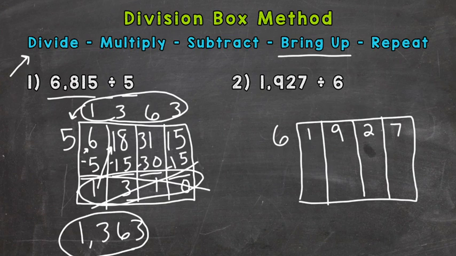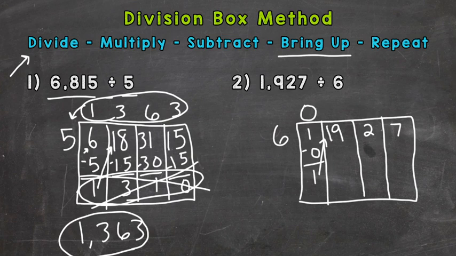Divide. So we need to do 1 divided by 6. How many whole groups of 6 can we pull out of 1? Well, we can't do that, so we need a 0 here. 0 times 6 is 0. 1 minus 0 is 1. Now we bring that 1 up. So we have 19 divided by 6.